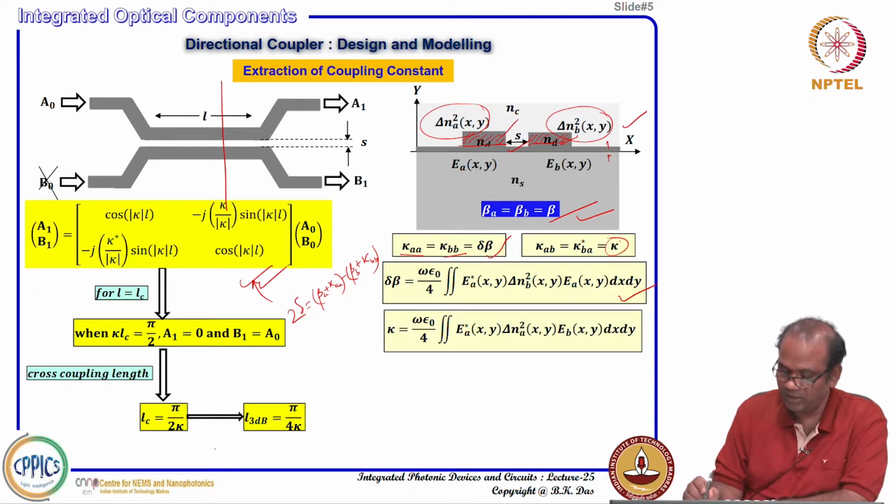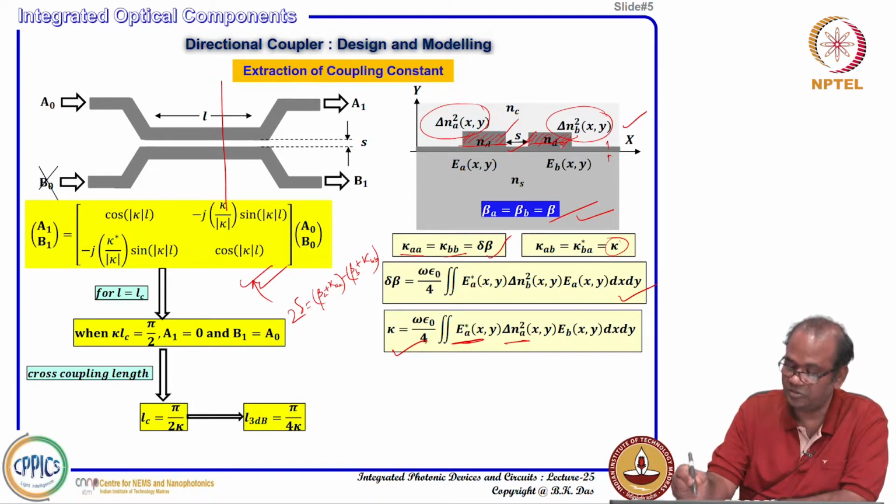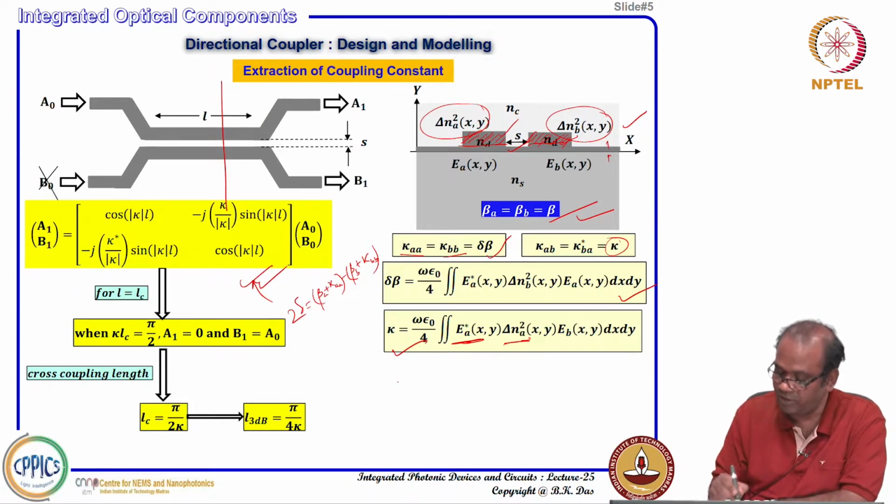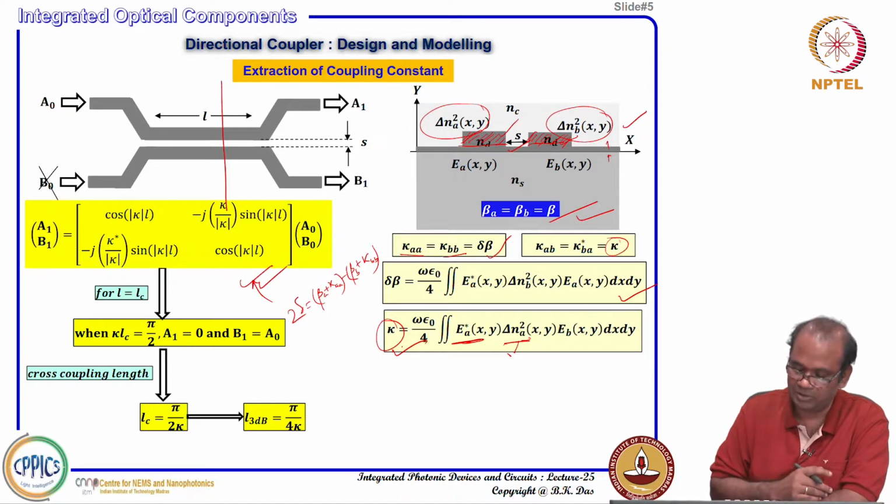So, one thing is clear: once you know the dominant electric field profile of waveguide A and waveguide B, and what additional delta n B square or n A square you use here, then if you integrate, you will be able to get kappa. You can simply calculate your kappa value by solving the mode field distribution independently for the individual waveguides, and then integrating. That is one way of calculating kappa.